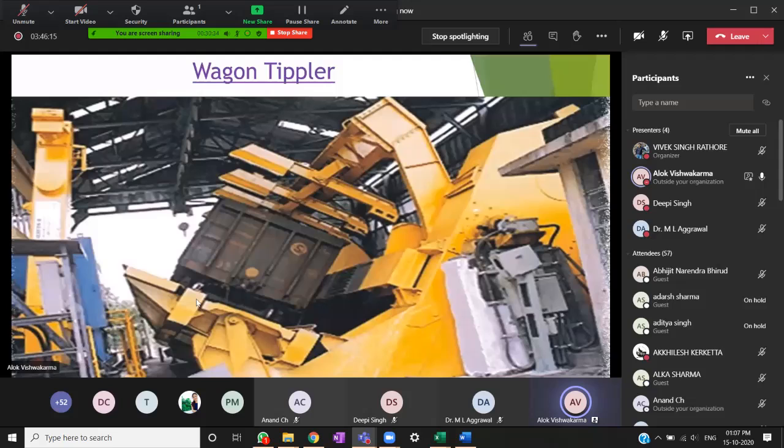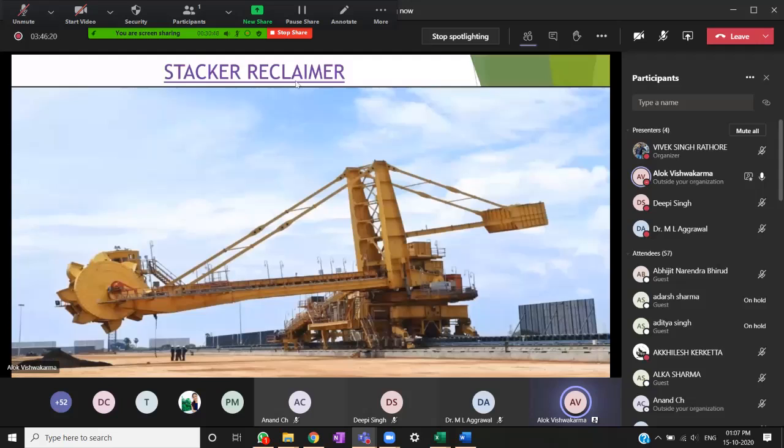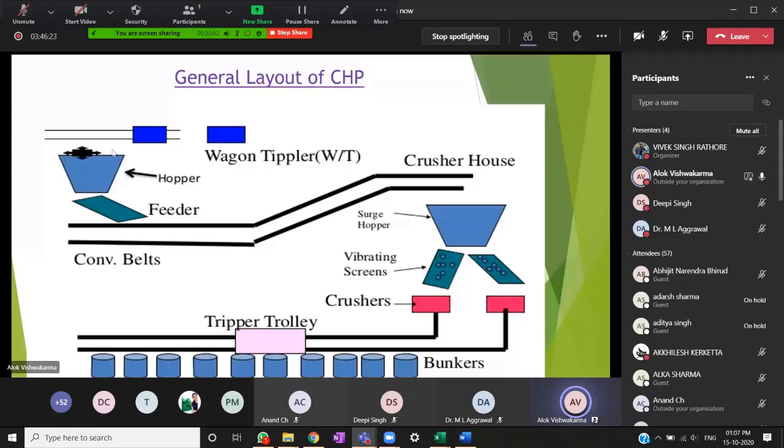Now the coal from this wagon tippler is coming to this hopper. There is a hopper, a big steel structure, where the coal continuously comes, as the tippling is continuous. It comes into the hopper, and this is a feeder, a belt kind of thing. So this is transporting the coal from this wagon to ultimately here. These are the conveyor belts. Conveyor belts transport this coal further up to the crusher house.